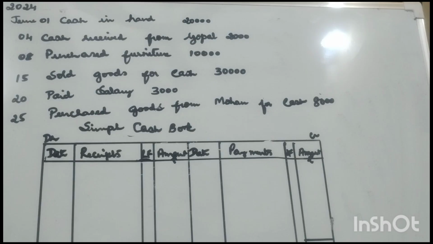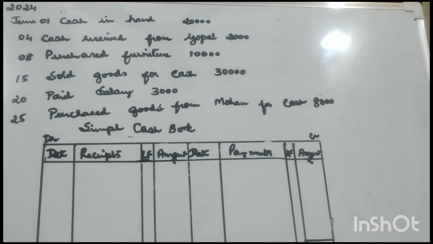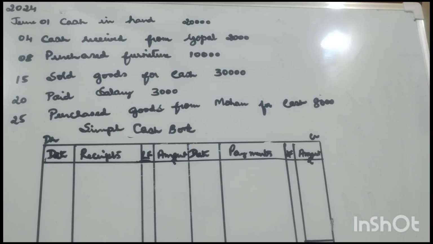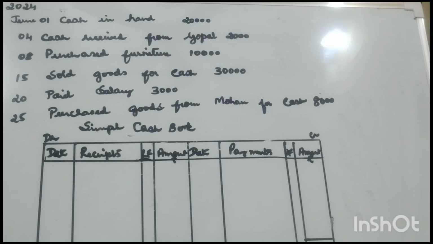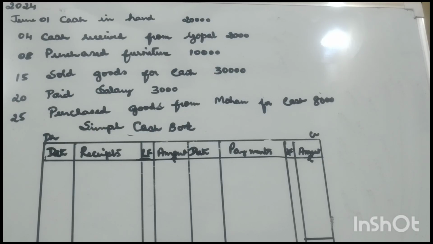Cash book is also one of the subsidiary books. There are various types of cash books. Simple cash book, which is also called single column cash book; double column cash book, which is also called bank column cash book; and petty cash book. Petty cash book is prepared for recording petty transactions, petty payments, small payments. So these are various kinds of subsidiary books for recording cash transactions.